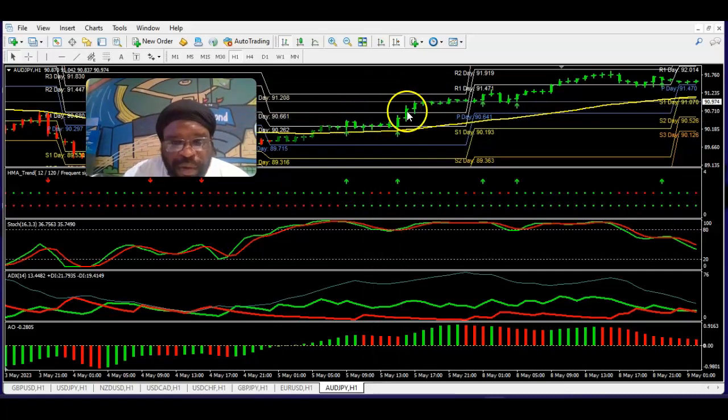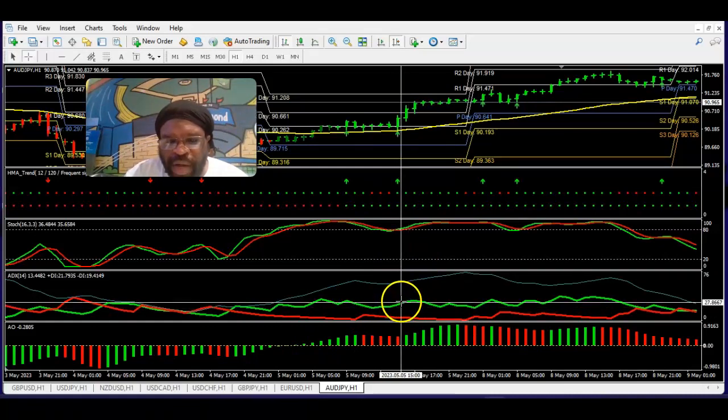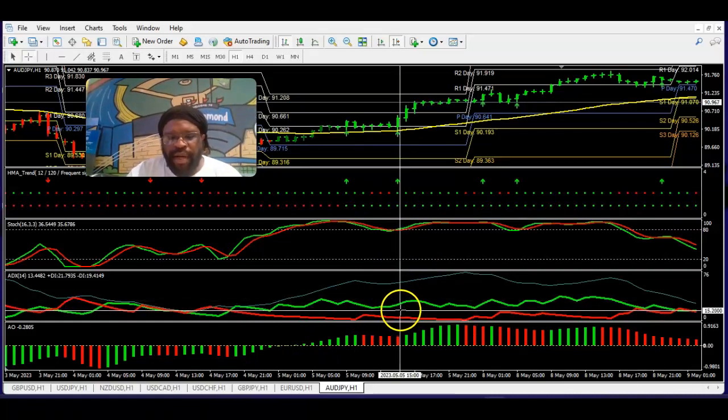23 pips. Not bad, right? It's 23 pips. So we got our arrow right here, saying I'm ready to go. We have our red over green, right? It's ready to go. And we have our strong trend momentum push as well from our ADX.